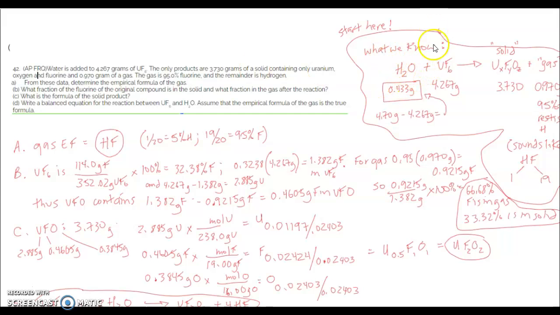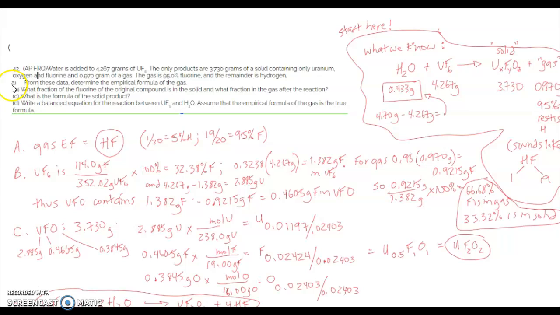So what do we know? We know that water reacted with UF6 to make UFO and a gas, which is HF. We have the amounts of 3, which means we can figure out the amount of water that was formed. I'm not sure we need it, but I couldn't resist.